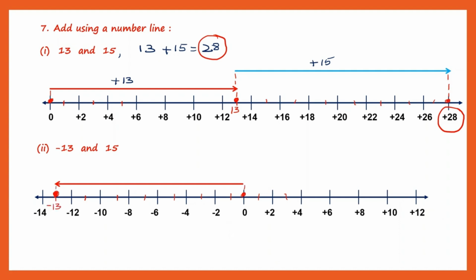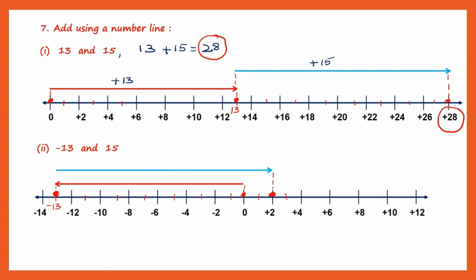Now look at the second integer. The second integer is 15. That means from minus 13 we have to add 15 steps to the right. So let's do that. 1, 2, 3, 4, 5, 6, 7, 8, 9, 10, 11, 12, 13, 14, 15. So we reach plus 2. So let's mark plus 2 here. We reach plus 2. So from minus 13 up to plus 2, we have to draw a line.